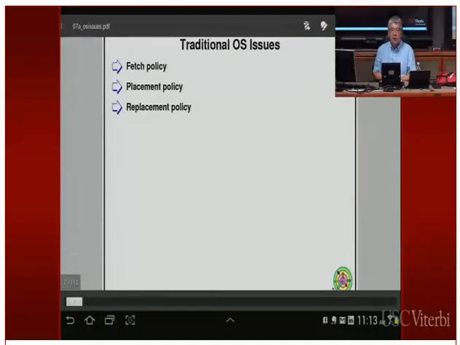All right, so in the operating system, these are the general issues that we need to be concerned about. When we use virtual memory, we have to worry about things like fetch policy, replacement policy, and placement policy. We're going to see what these things mean.